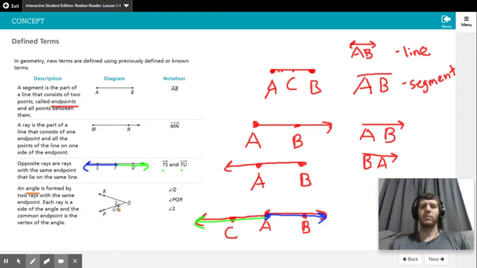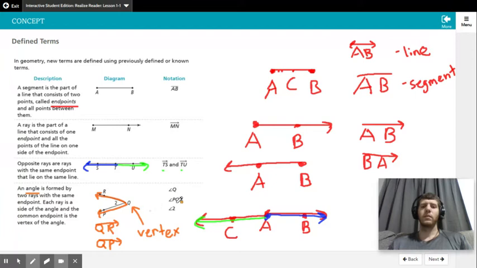So for an angle, we simply have two rays here. Our rays would be ray QR and also ray QP. Our angle here is formed by those two rays that share the same endpoint. That endpoint is Q, and we call that the vertex. So Q is the vertex. That is the endpoint of the two rays that form the angle.